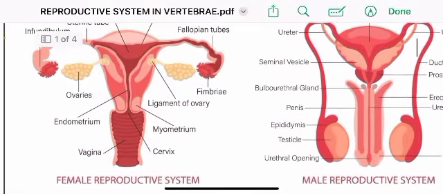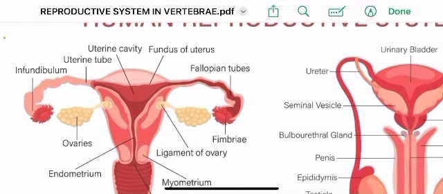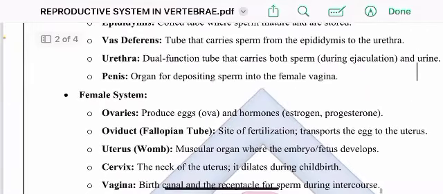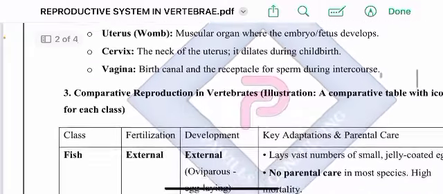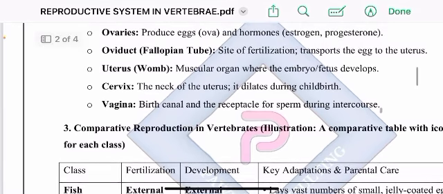Let's go back and look at what the uterus looks like. Now, that's the uterine cavity, and this part is what they call the uterus, pointing at that uterine cavity. Now, the cervix. Now, let me go back to the uterus again.